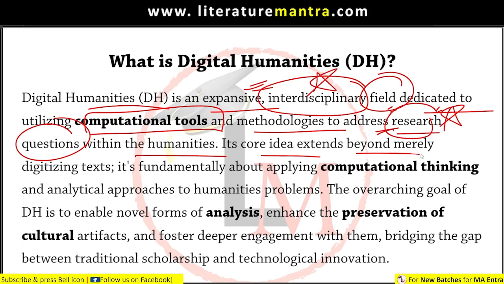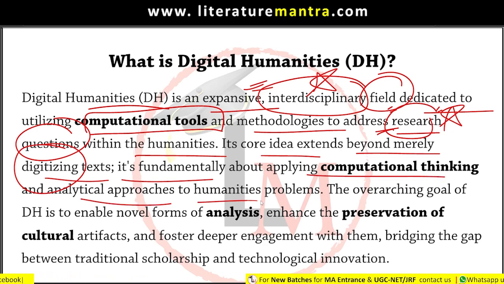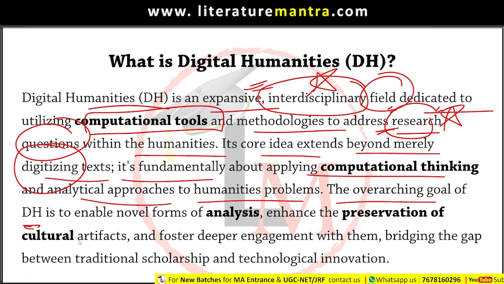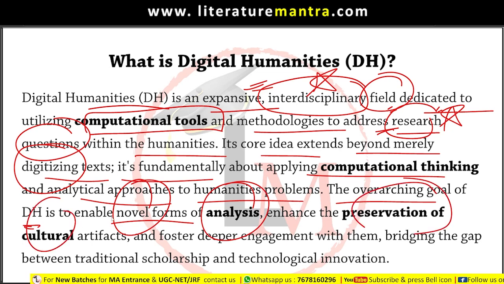Its core idea extends beyond merely digitizing texts. Okay, this is not the only goal. It's fundamentally about applying computational thinking and analytical approaches to humanities problems. The overarching goal of DH, matlab digital humanities, is to enable novel forms of analysis. Novel matlab new forms of analysis, and also enhance the preservation of cultural artifacts.